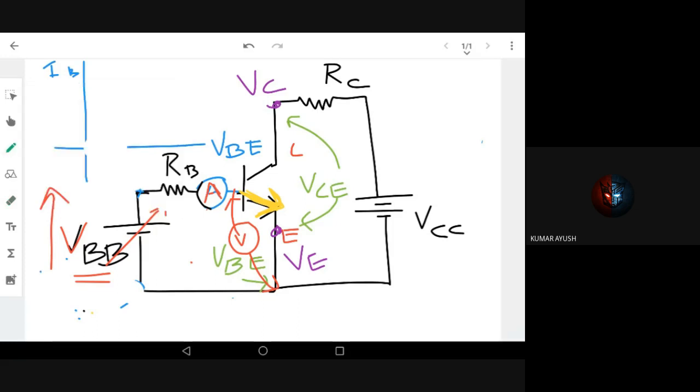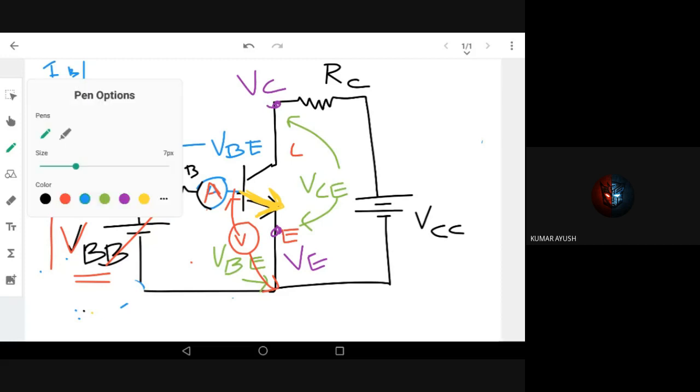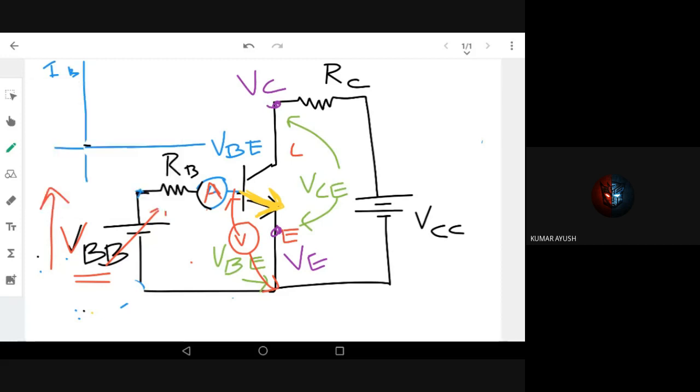So this is my graph. Initially it is 0, and at the knee voltage it becomes exponential, right? So this is my IB versus VBE. Now what is the knee voltage? You already studied that this is 0.7 V for a diode. Beyond this point, it increases exponentially very high. Okay, so this is about my input part.